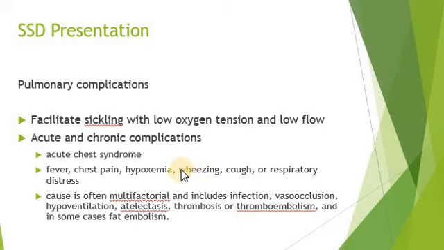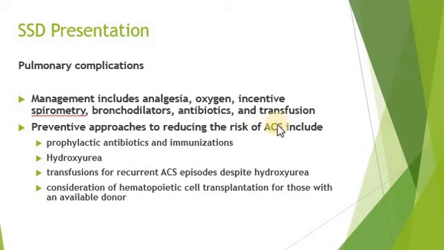There may be chest pain, hypoxemia, wheezing, cough or respiratory distress, infections, thromboembolisms. There may be fat embolism. There may be episodes of acute coronary syndromes. Here we have to use prophylactic antibiotics, and we have to use hydroxyurea, and we have to use transfusions. At the end, we have to consider hematopoietic cell transplantation if the donor is available.